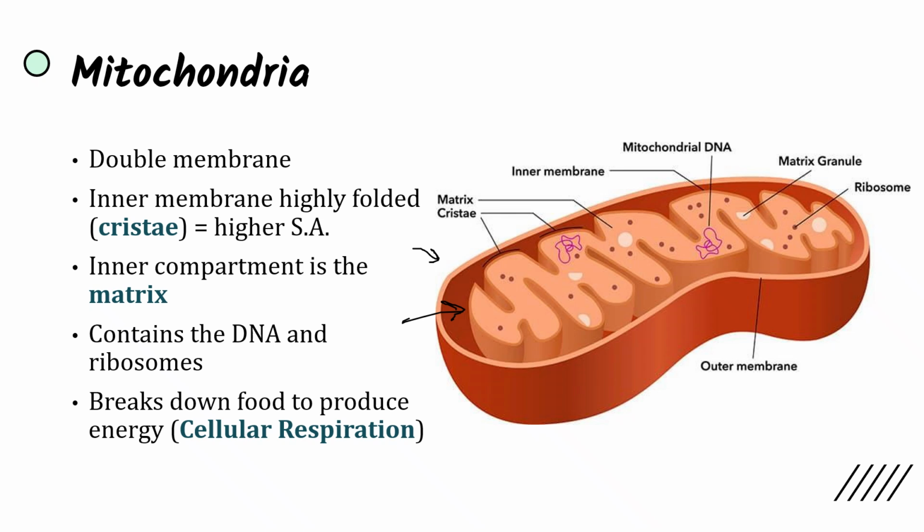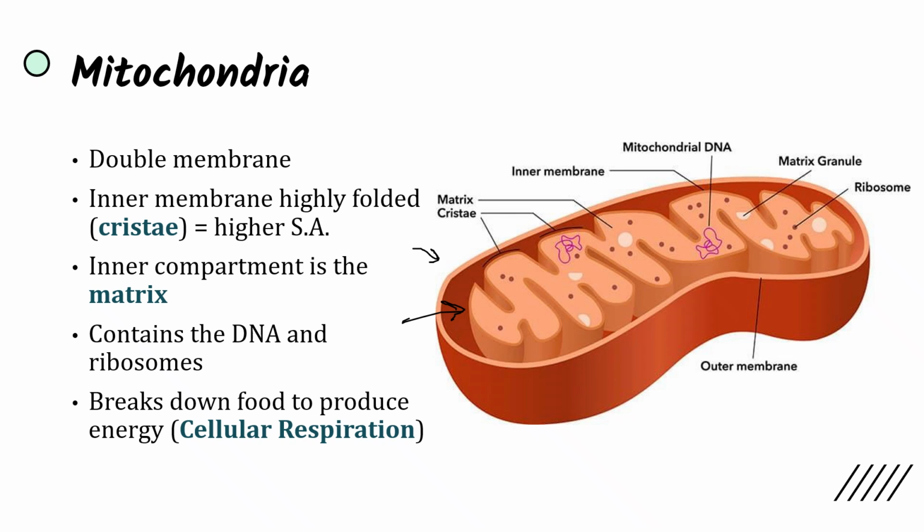The inner compartment is known as the matrix, so the interior section, and it's going to contain DNA and ribosomes of its own that are not free or bound ribosomes. It's not DNA in the nucleus. It's going to have its own mitochondrial DNA and mitochondrial ribosomes.